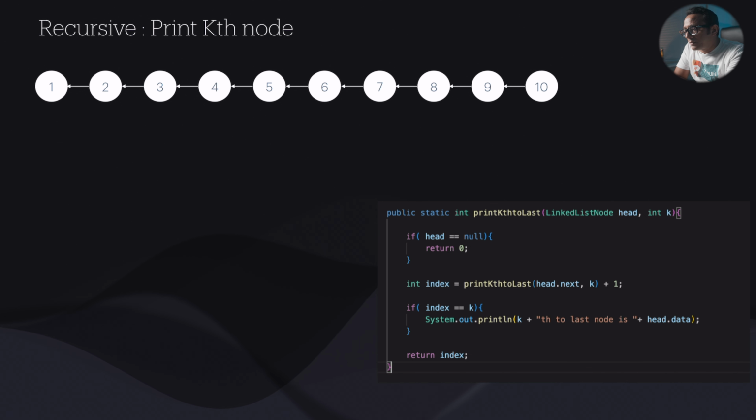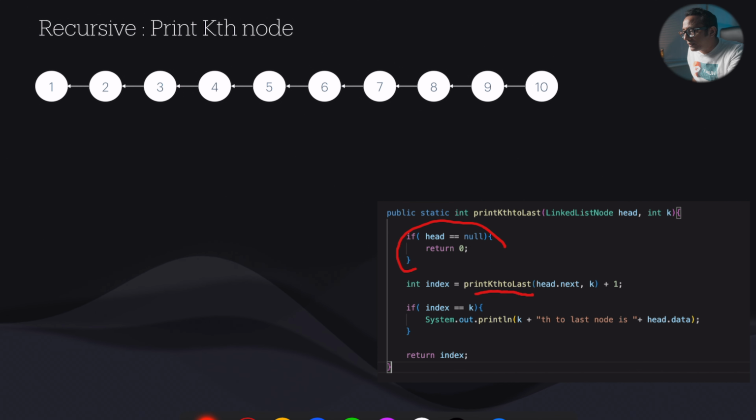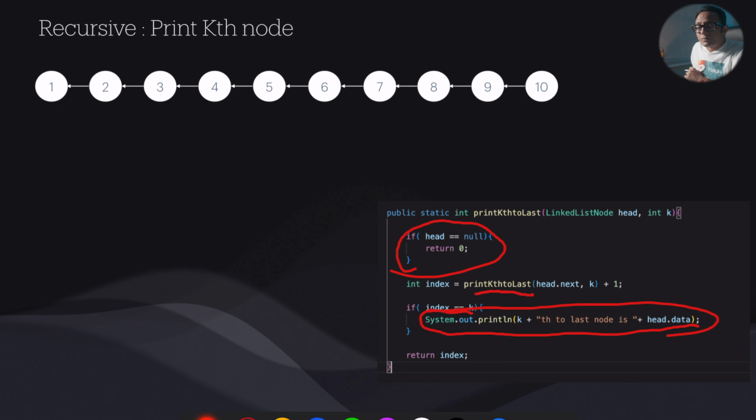We check if head is null, meaning the first node itself is null, then we return 0. Otherwise we run the method again, and whatever recursion value we received, we add one to it. We keep incrementing. This code will run all the way to the end until we reach the last element. Then each iteration starts giving results, and it keeps adding until the index becomes equal to k, and that's how we know that this is the kth element.